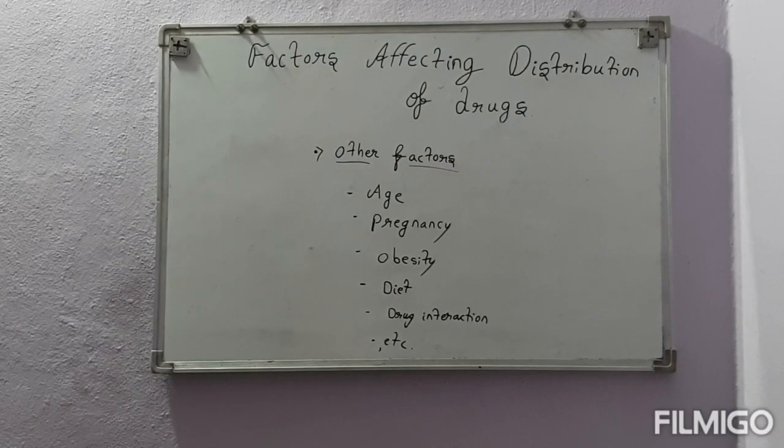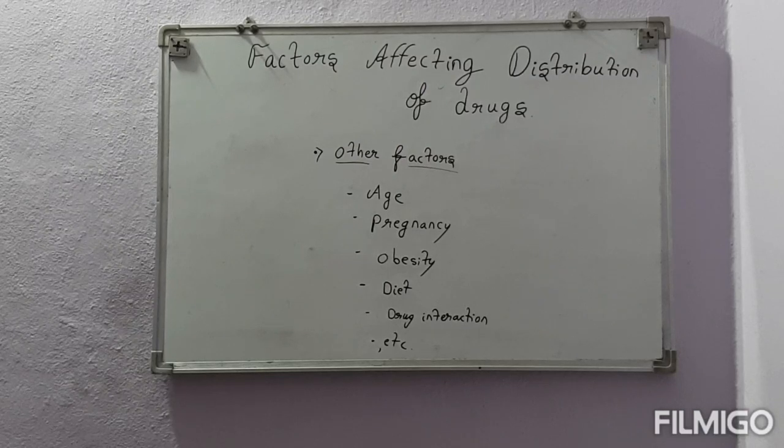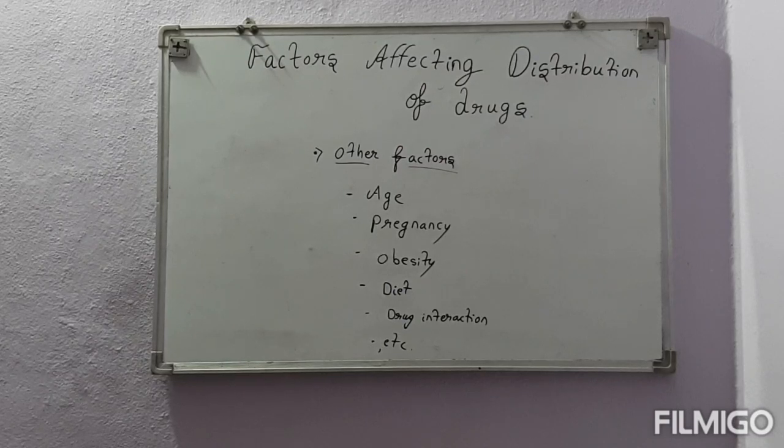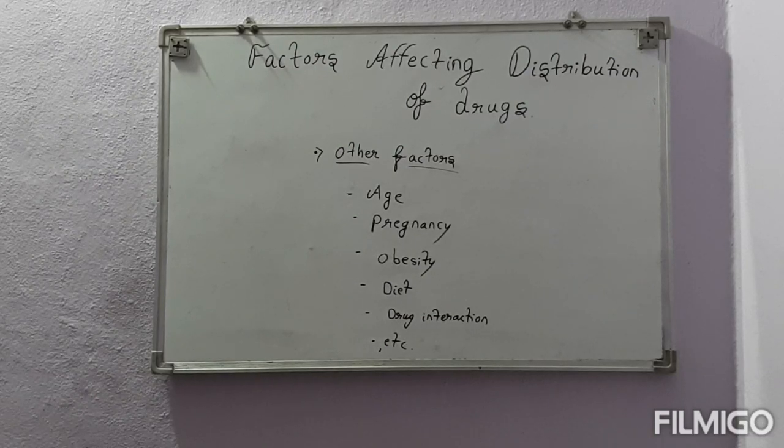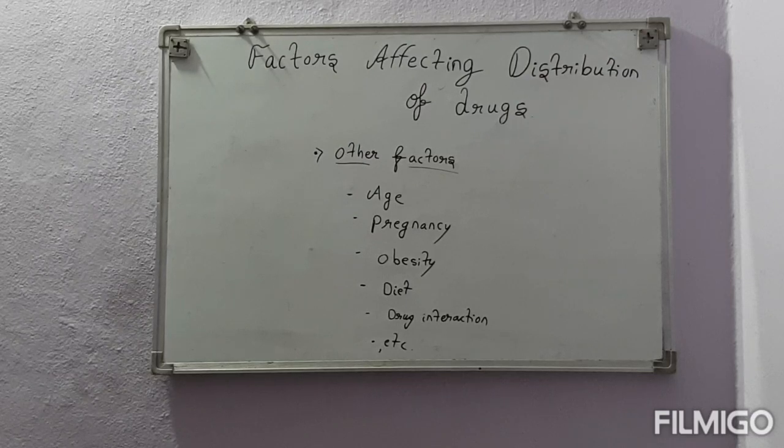Other factors affecting the distribution of drug are age, pregnancy, obesity, diet, drug interaction and so on. Age is a very important factor in distribution because the barriers are affected due to age. Pregnancy, where the placental barriers are crucial to understand, is an important factor. Obese patients are also an important factor to take into consideration for distribution, and diet and drug interaction, etc.